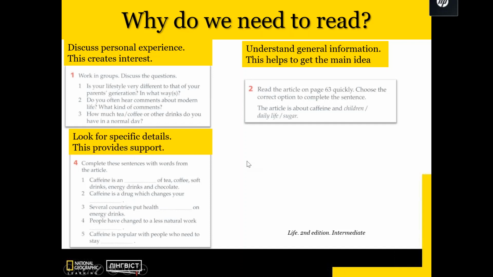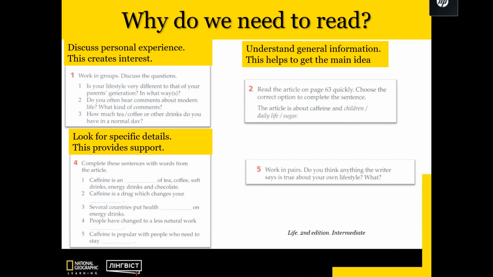right? And finally, in real life, why do we read? We don't read just because we want to read. Of course, sometimes when we have time, we can take a book and read for pleasure. But mainly what we do, we read to get some information. We read it to use this information, right? What does the book do? Again, it gives your student the opportunity to compare their lifestyle and what the writer says about it, right?